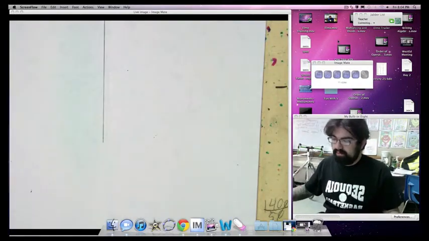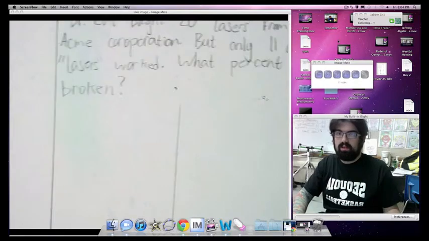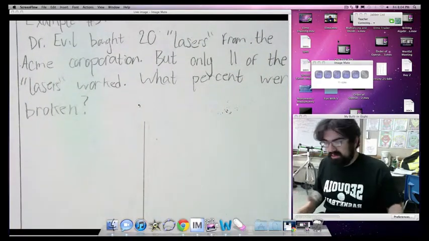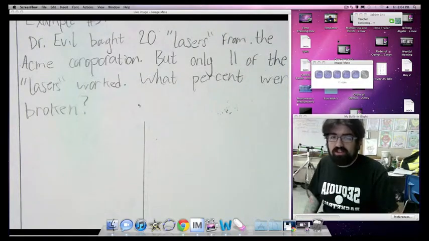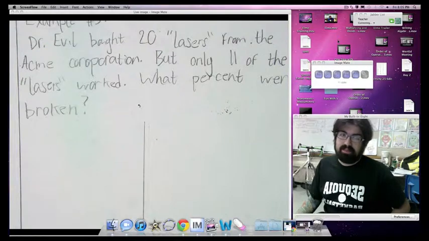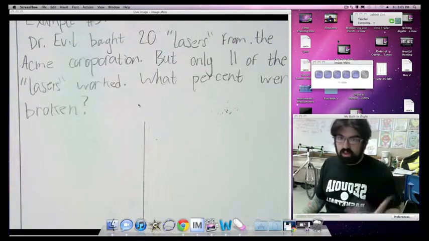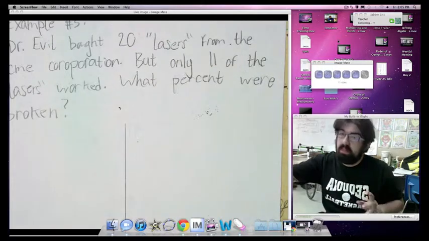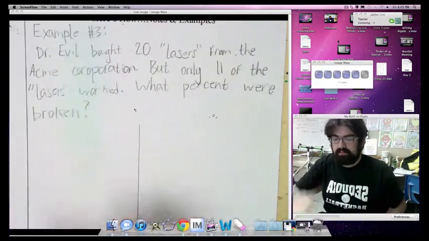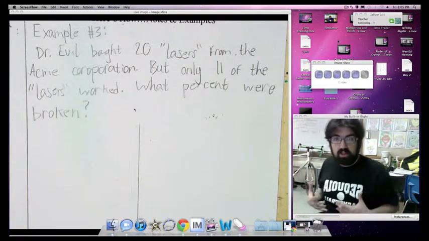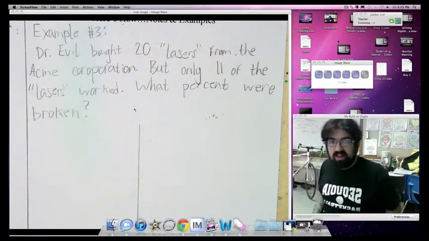All right. This is my third and final example. Dr. Evil bought 200 lasers from the Acme Corporation, but only 11 of the lasers worked. What percent were broken? Not what percent worked, but what percent were broken. So this is a little bit of a different question.